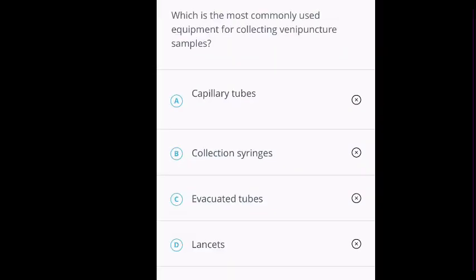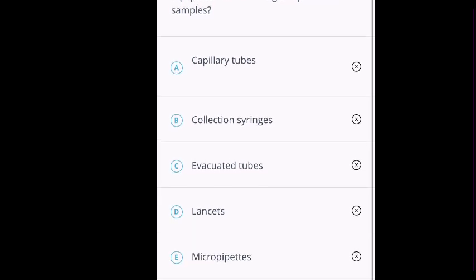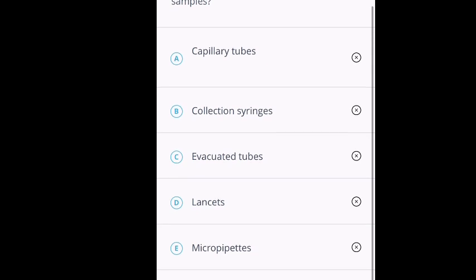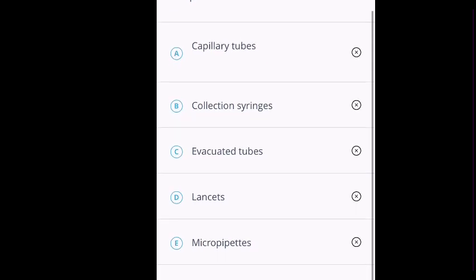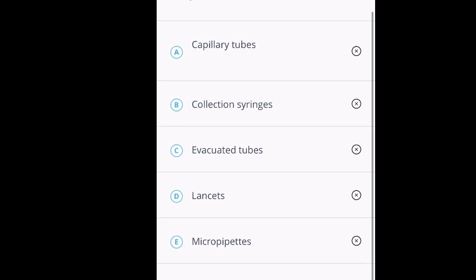Which is the most commonly used equipment for collecting venipuncture samples? Capillary tubes, collection syringes, evacuated tubes, lancets, or micropipettes? The correct answer is evacuated tubes.